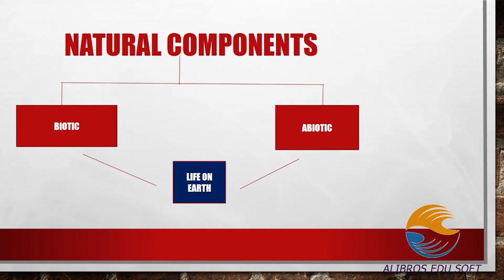Next, I am going to explain about the natural components of environment. The natural components of environment are divided into biotic and abiotic factors. The term biotic is the world of living organisms, that is the plants and animals, and abiotic means the world of non-living elements, that is the land, lithosphere, the atmosphere, water component, that is the hydrosphere. These are all comprised of the non-living element, that is the abiotic component.